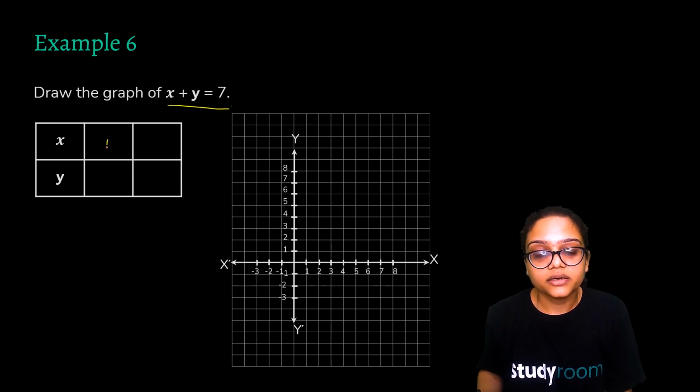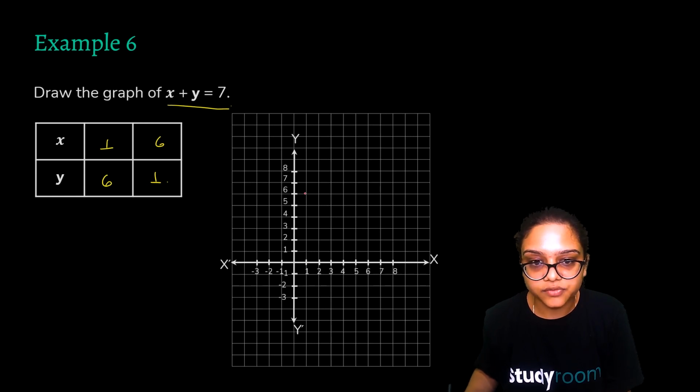Firstly, try to put a value of x and get a value of y. Suppose x is 1, so y will be 6. Suppose x is 6 here, so y will be 1. Now, 1 comma 6 would be here. Okay, 6 comma 1 would be here.